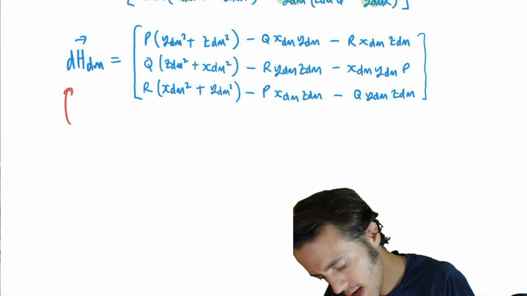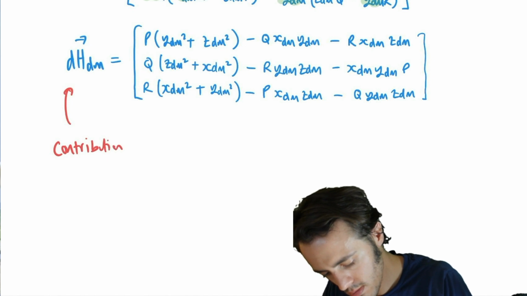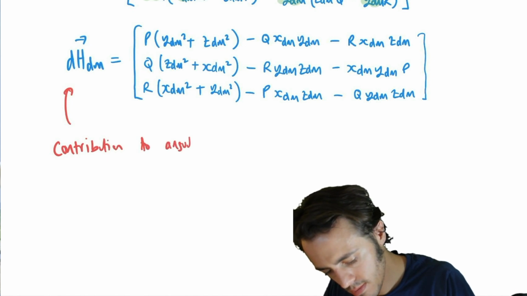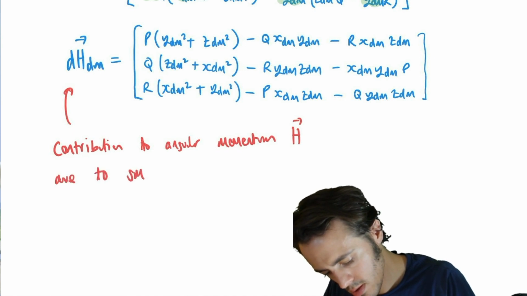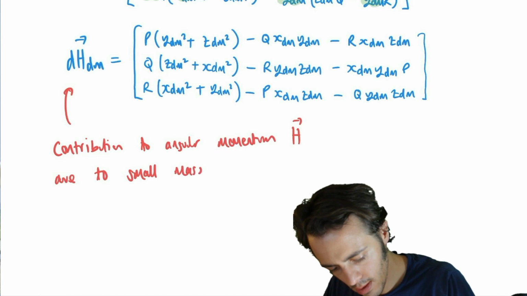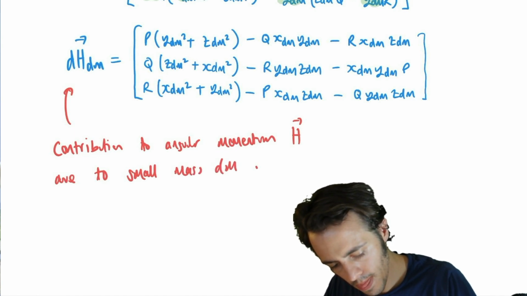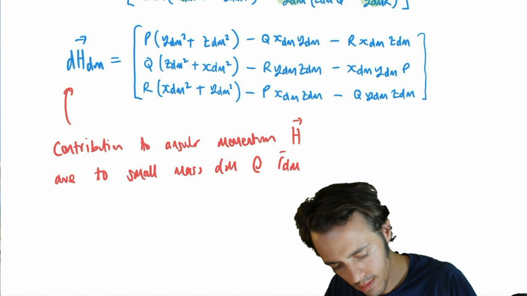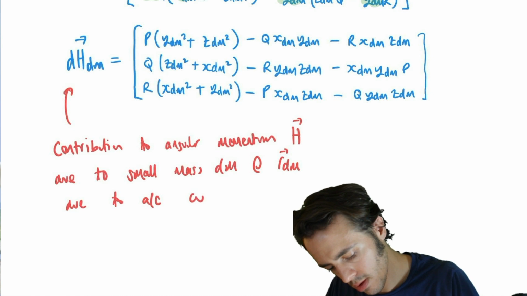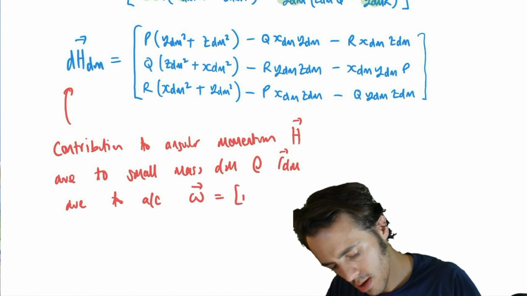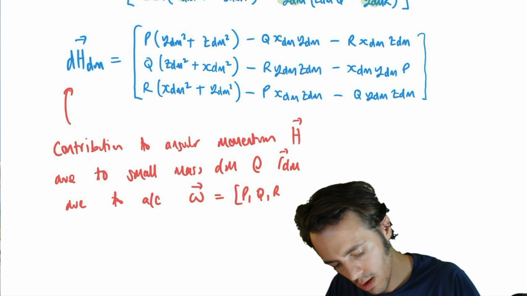So this is the contribution to angular momentum due to small mass dm at r dm, due to aircraft rotation P, Q and R.